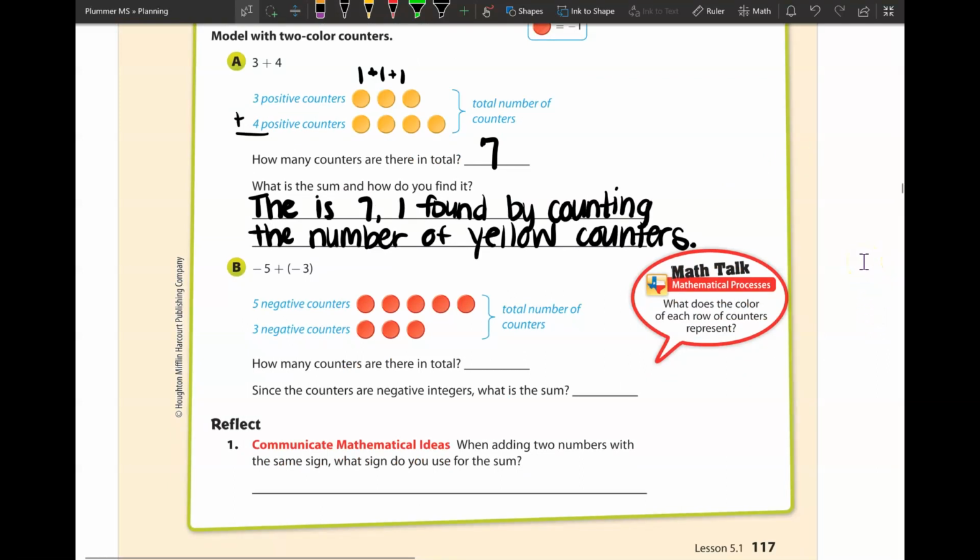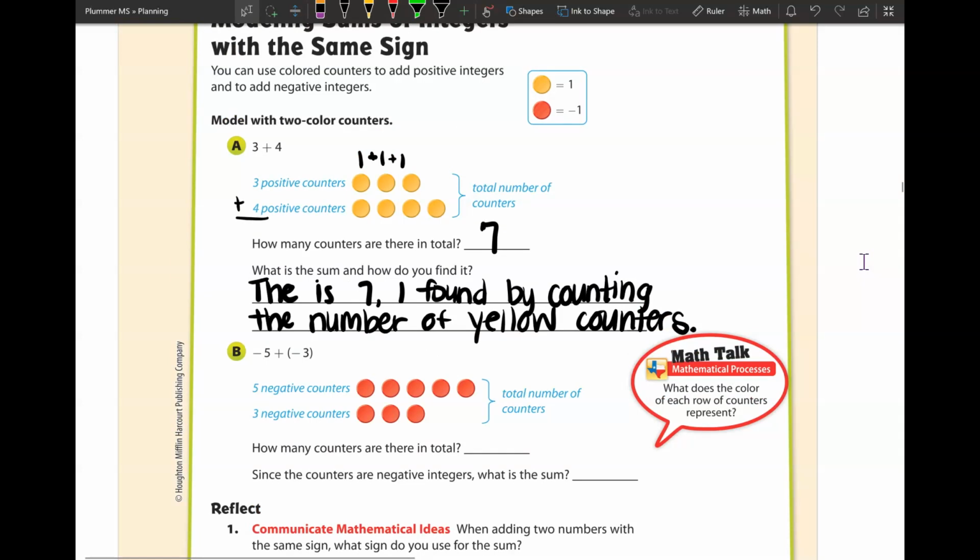So I have 5 negative counters, because remember, 1 red chip equals negative 1. So I have 1 plus 1 plus 1 plus 1 plus 1, 5. And then I have another negative 3 counters. So how many counters are there in total? There are 8. Since the counters are negative integers, what is the sum? Negative 8.